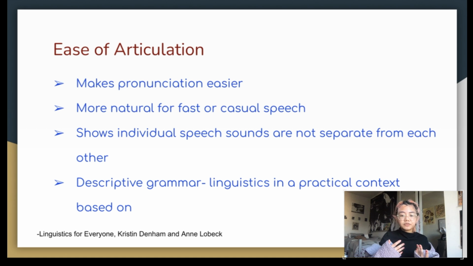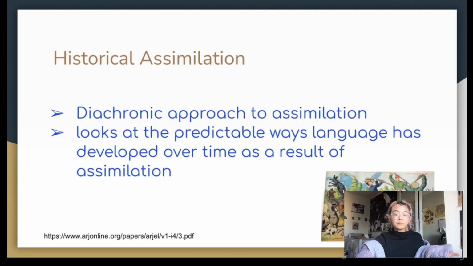And in descriptive grammar, we could see that it is the thing that linguists really focus on because it is the language that is used in a practical context. And historical assimilation, it is just a diachronic approach to assimilation. Assimilation could be a tool to predict the ways that language develops over time.